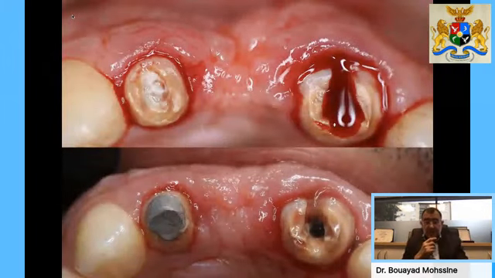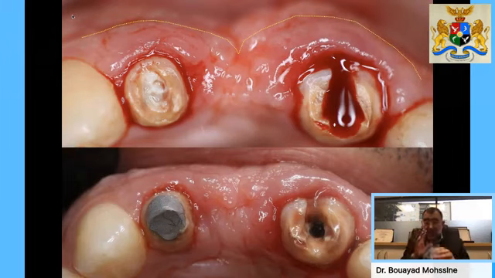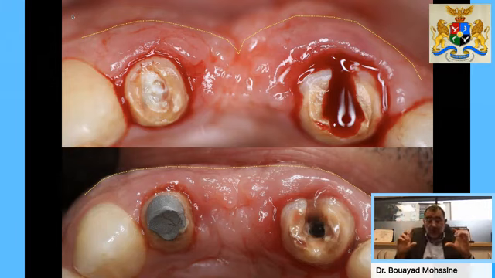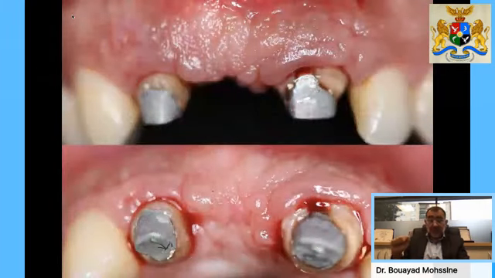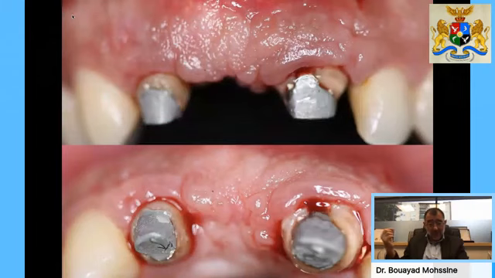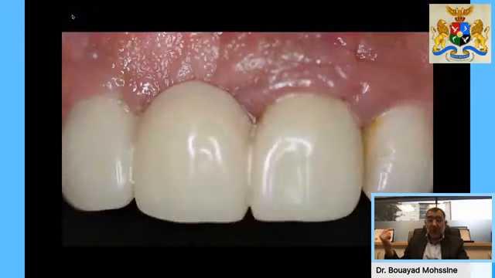We can appreciate here the difference between the first picture and the second picture. The volume of the bone has changed, and we can see here that we have a good augmentation of the volume of the bone and a good health of the soft tissue around the natural teeth and the implant. We can see here the good health of our gingiva and the good healing around the temporary bridge.